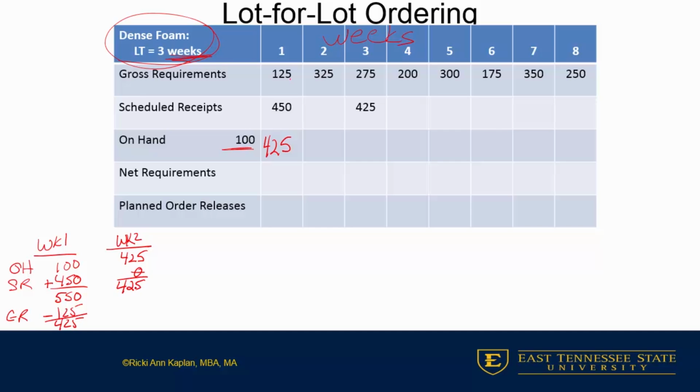So that leaves me 425 units that I'm able to use during this week. My gross requirement for the week, how many do I plan on using? 325, which if I did my math right, leaves me 100 units at the end of week 2. So up here at the end of week 2, I'm going to write that I have 100 units left over. I don't care how many units you have left over, you always have to write the number left on hand. That always has to be in there, okay?